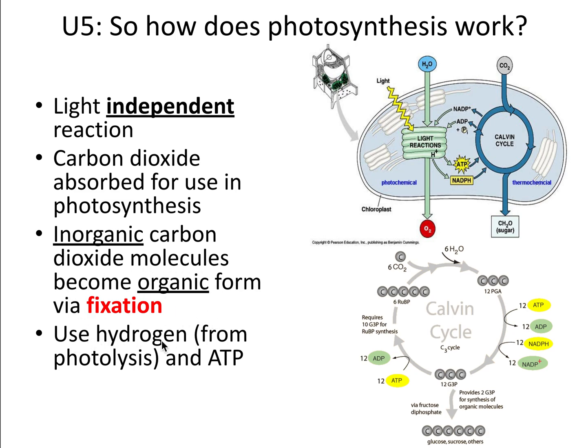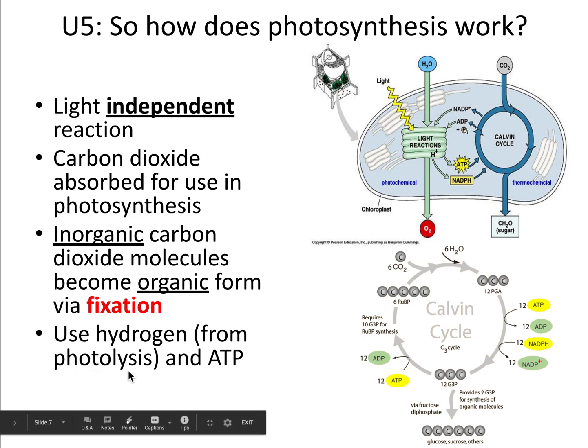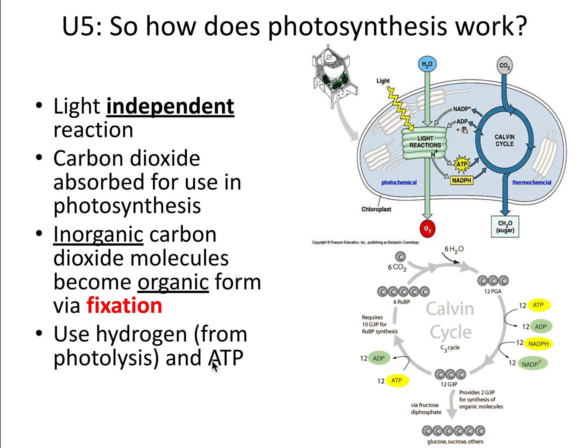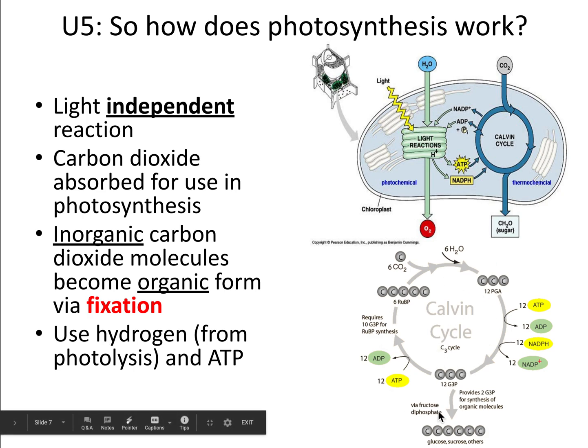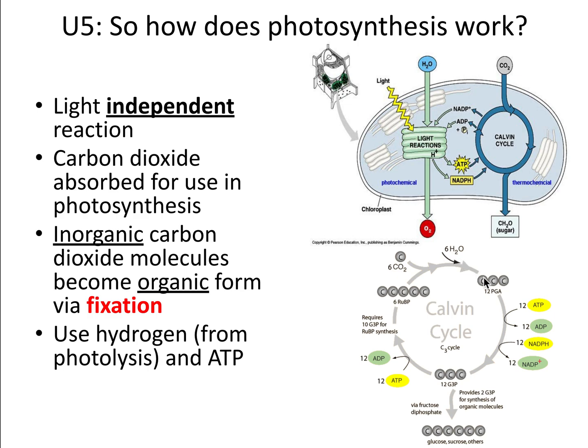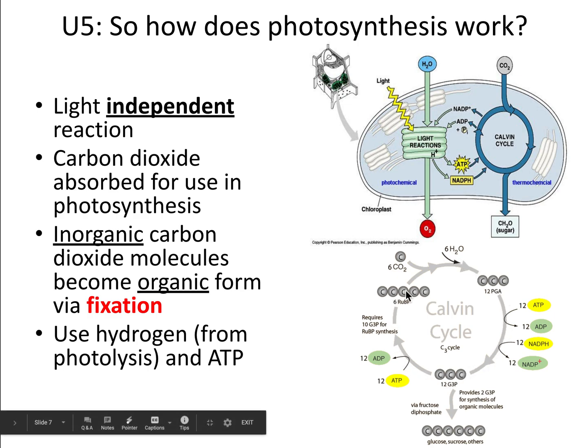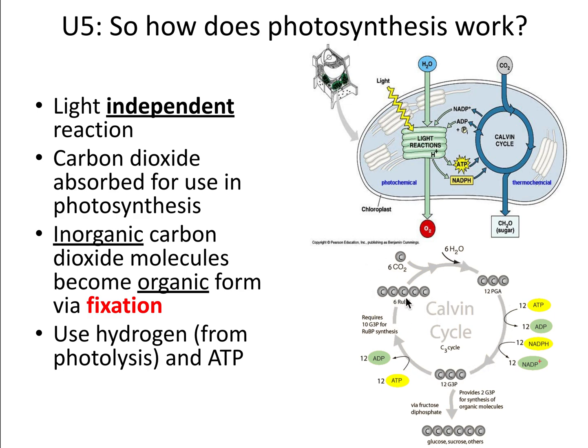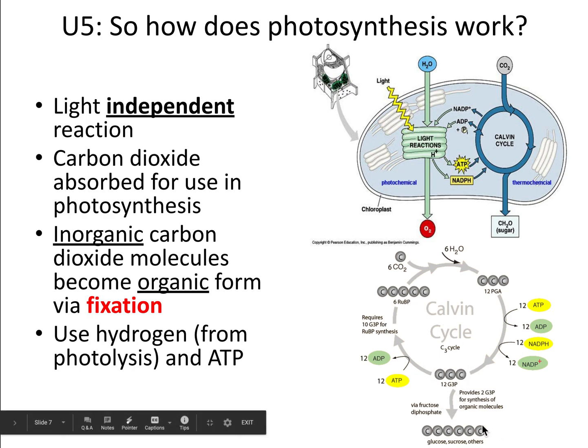It's going to use hydrogen from the photolysis and ATP in order to make this process start, and in the end you're going to come out with sugar. You do not need to memorize this Calvin cycle here. Calvin cycle is another name for the light-independent reaction. They're the same thing, but basically it's showing you in more detail how it ends up being the six carbon molecule, this glucose.